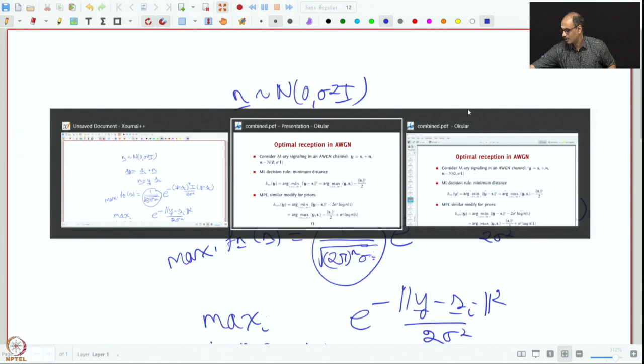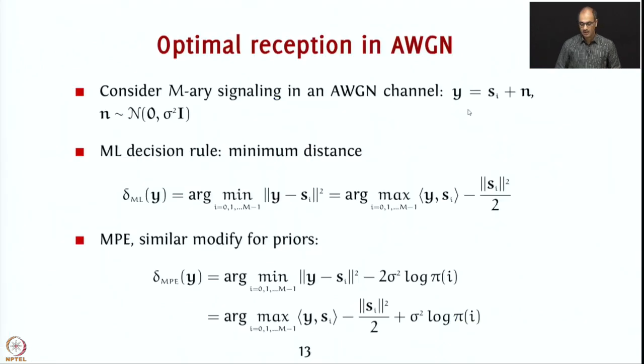And if you go back to our slides, it's very evident. This delta ML involves finding the argmin, meaning just find me that i that minimizes norm y minus si square. This is the same as minimum distance decoding. Another way to interpret this is, you can actually expand this. This becomes y transpose y plus norm si square minus 2 times inner product of y comma si. Now y transpose y doesn't have i in it, so you take that away.